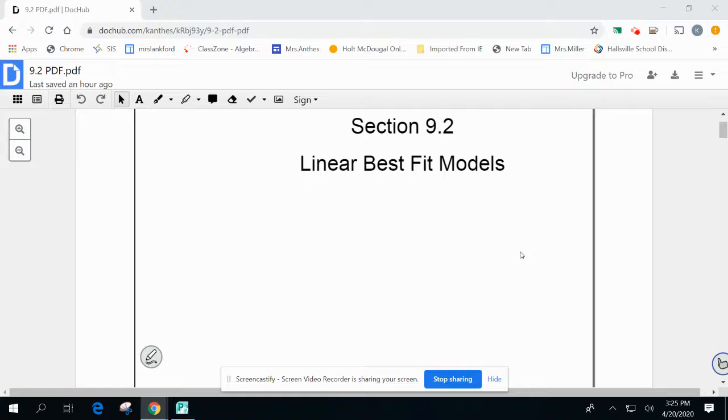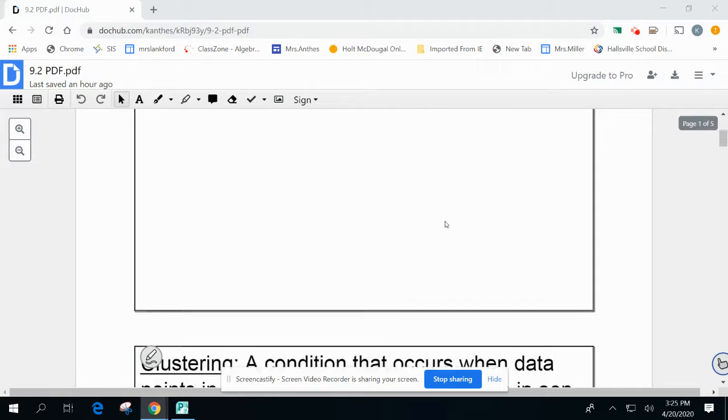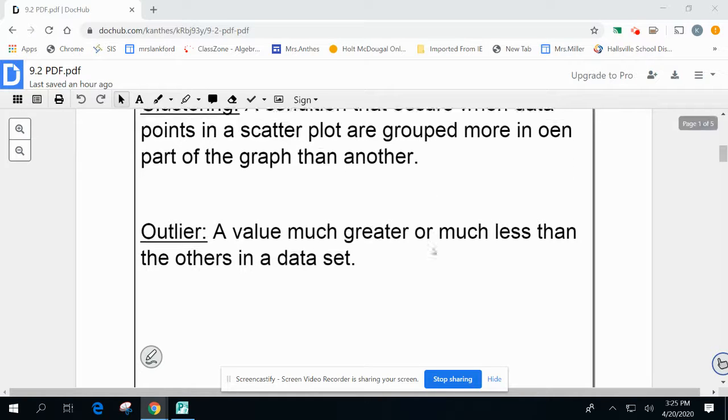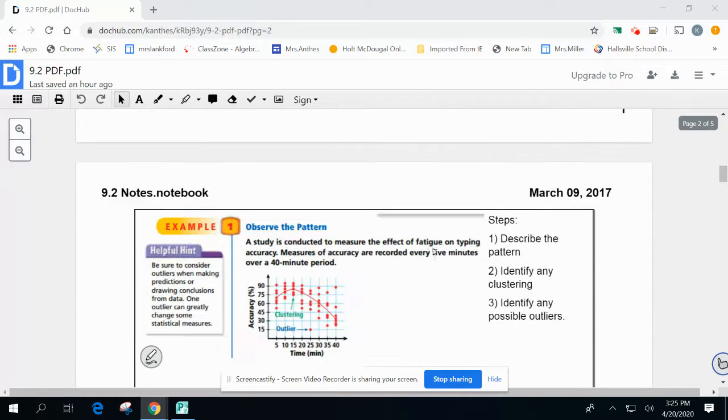Okay, this is section 9.2, and this is linear line of best fit models. You have two vocab words, so you're going to need to pause this and write them down. Clustering is when data points are grouped together, and an outlier is a value that's a lot greater or less than the others in the data set.